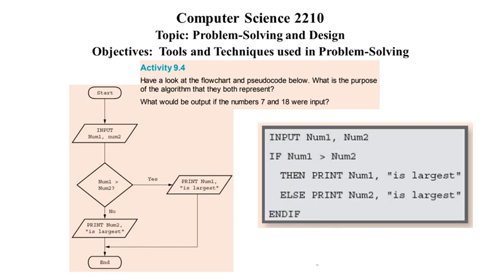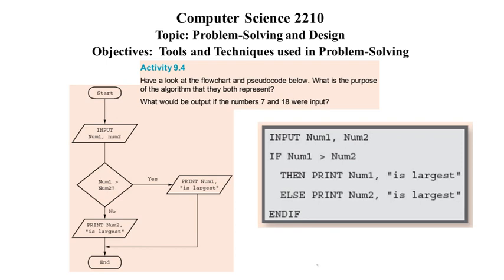So what would be the output if the numbers 7 and 18 were input? You will write the answer: num2, comma, inverted commas, is largest. Okay, the thing written in the last parallelogram, num2 is the largest. You will write this as the answer.